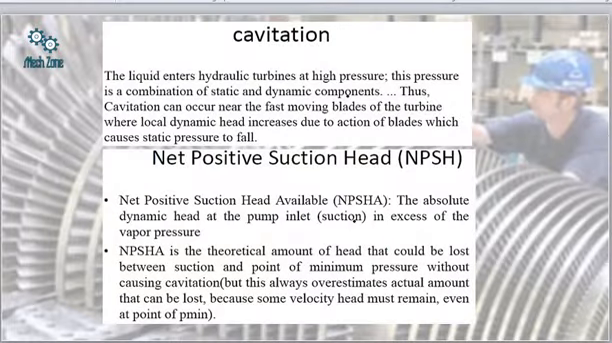Cavitation I have already taught you when I was teaching fluid mechanics. When the liquid enters the hydraulic turbines at high pressure, this pressure is a combination of static and dynamic components. Static and dynamic components of pressure I discussed when I was discussing the pitot tube. Thus, cavitation can occur near the fast-moving blades of the turbine, where local dynamic head increases due to the action of blades, which causes static pressure to fall.